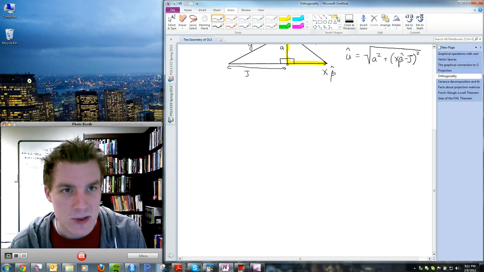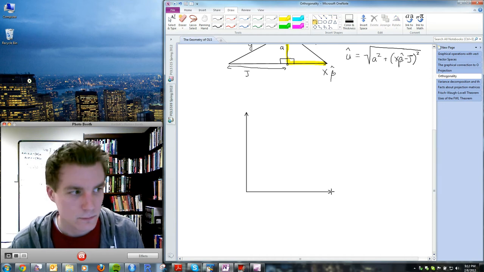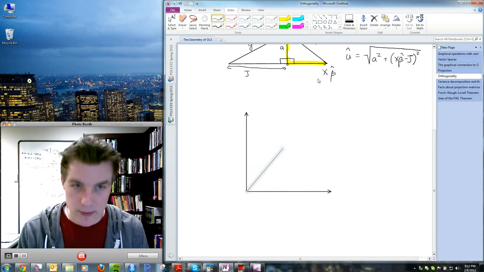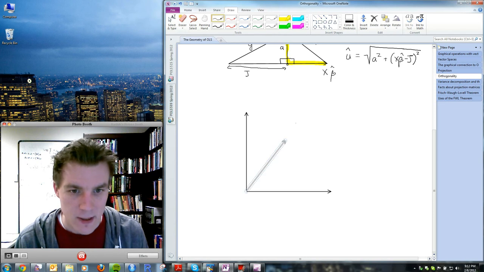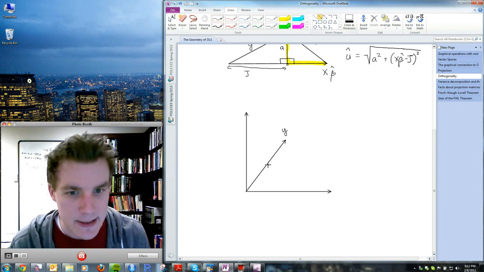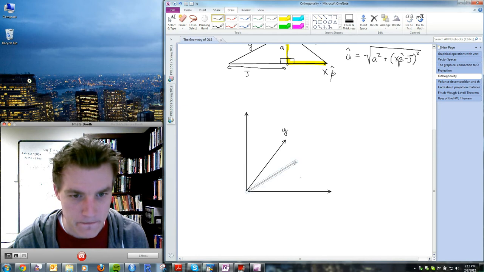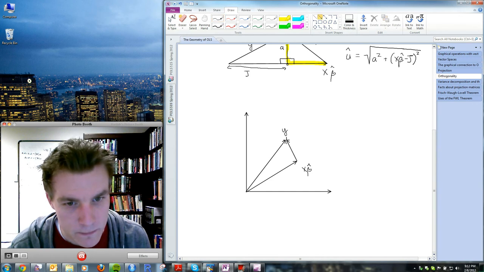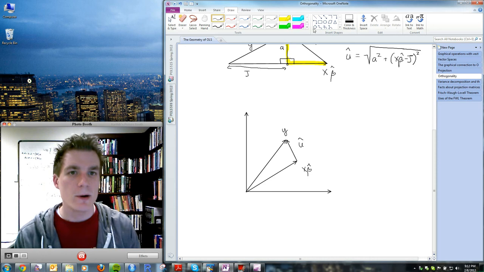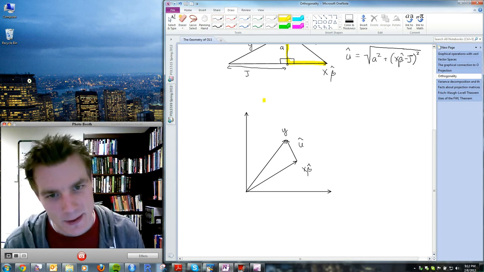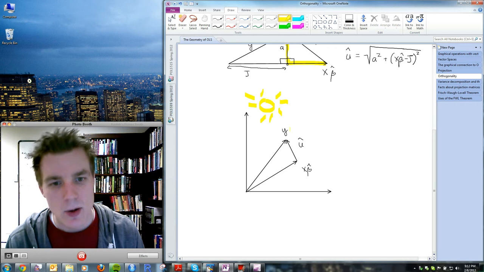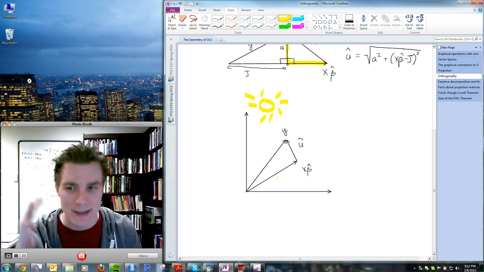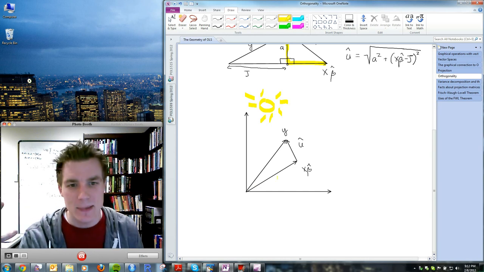So imagine here's our little space here. And imagine I've got a y. I've got a y here, and I've got an x beta. There's an x beta hat. And I've got a u hat. Now remember, we got the sun right about here, asking what part of u hat lies in this x beta space. How close can I get to the point of u hat on x space?